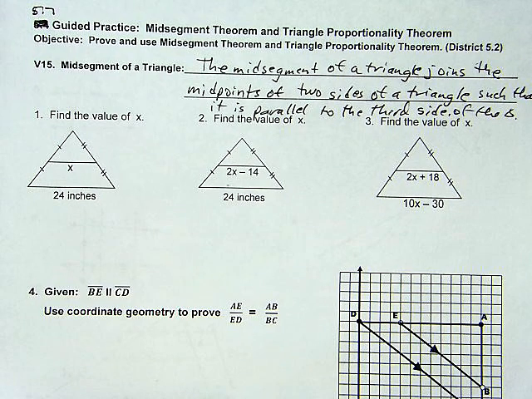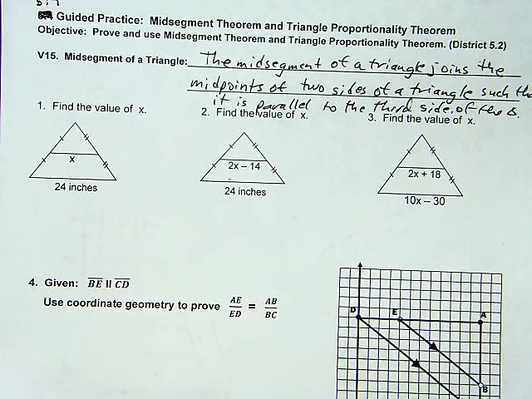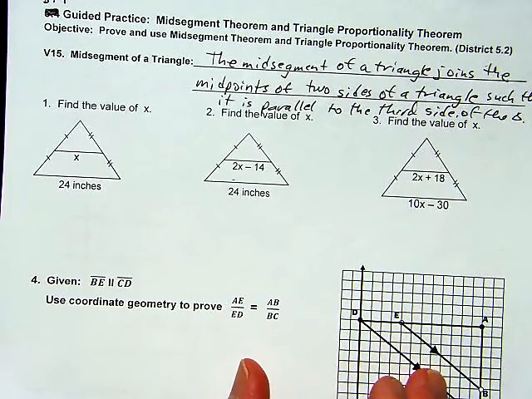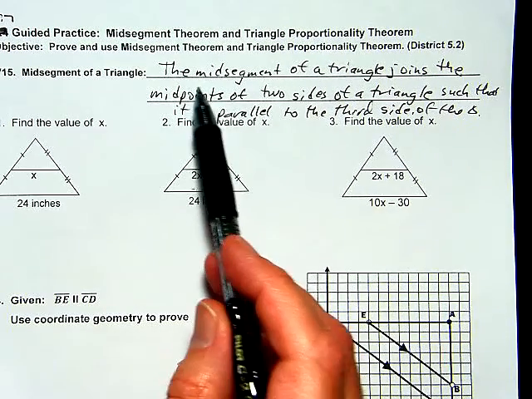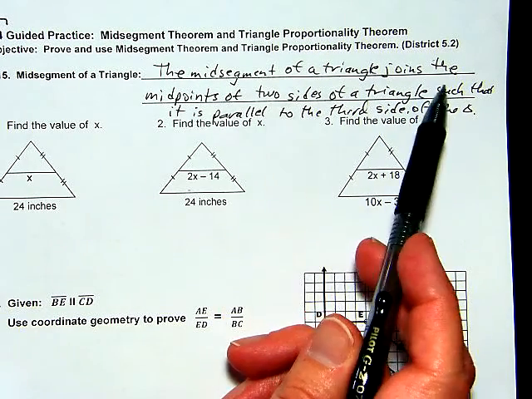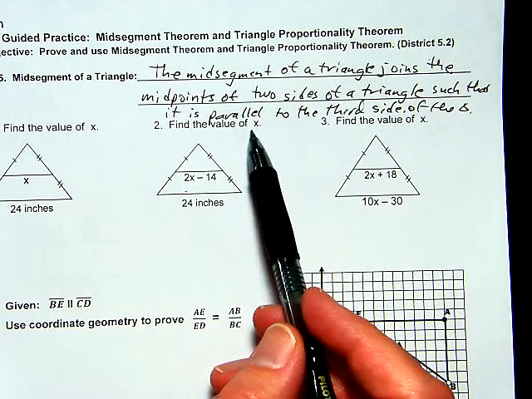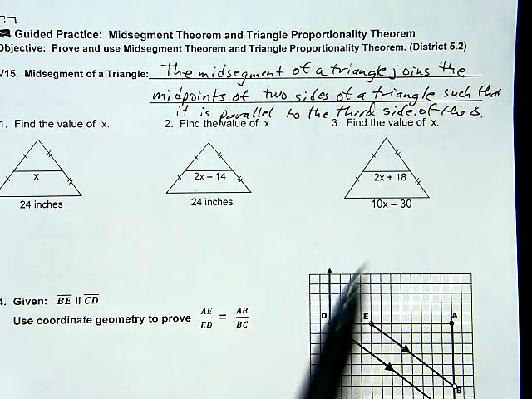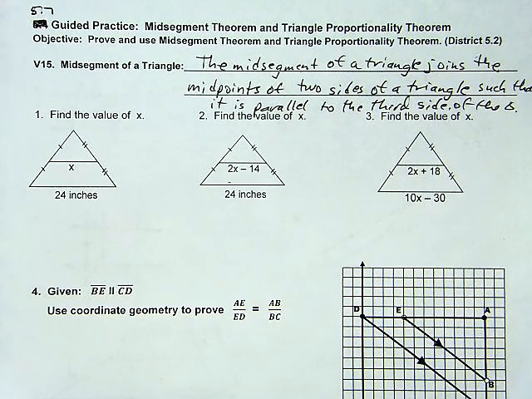We're going to start with the mid-segment of a triangle. So let us take a look at the mid-segment of a triangle again. Let's refresh our memory. Again, the mid-segment of a triangle joins the midpoints of two sides of a triangle such that it is parallel to the third side of the triangle. So you'll remember we did some problems related to the mid-segment.